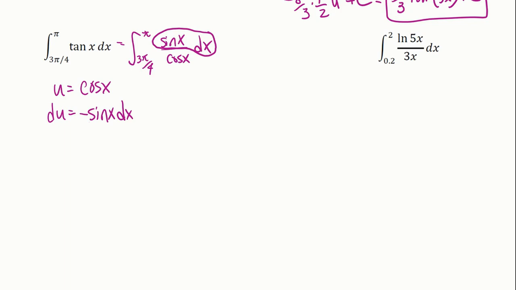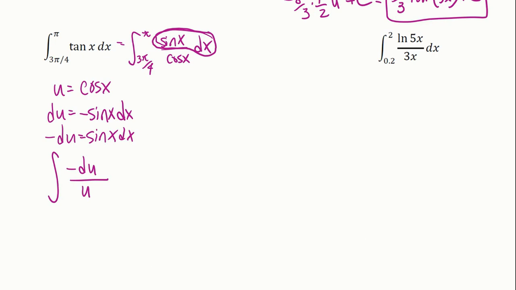In order to turn this into a positive sine x dx, I just need to divide by -1. So negative du is equal to sine x dx. So I have sine x dx, so my circled part is going to be replaced by negative du. And then my cosine, which I'm dividing by, is going to be replaced by just a u.